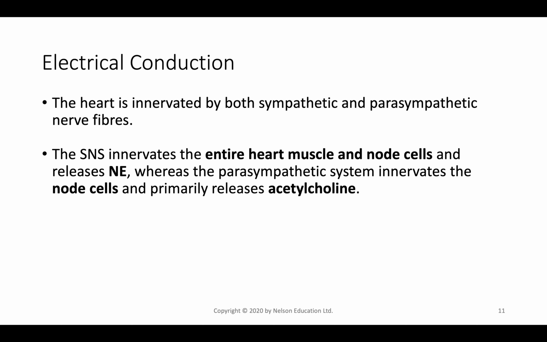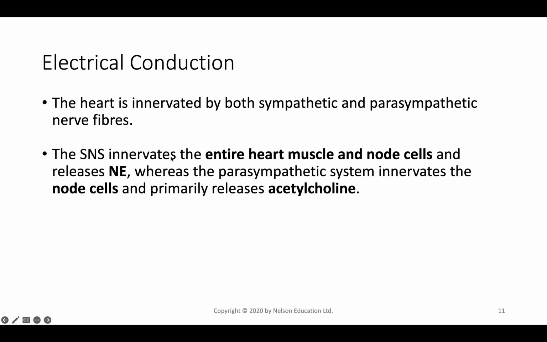So the heart is innervated by a lot of different sets of nerve tissue, but an overview of the nervous system, which we went over previously, is that we're going to split the nervous system into sympathetic and parasympathetic sections. Sympathetic is your fight or flight. Parasympathetic is your rest and digest. The sympathetic nervous system is going to innervate the entire heart and node cells and releases what's called norepinephrine, which is like an adrenaline molecule. And the parasympathetic system is going to innervate the node cells, but not the entire heart muscle, and releases acetylcholine.